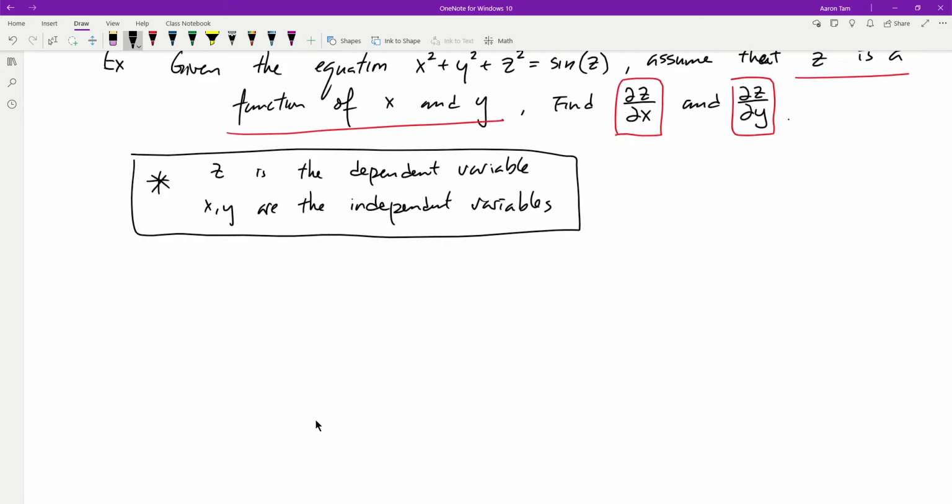So then how are we going to find dz over dx and dz over dy? Well, let's just go through the steps. Let's start with the first thing. I'm going to try to find dz over dx.